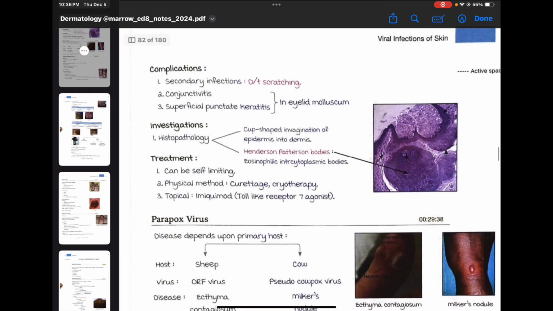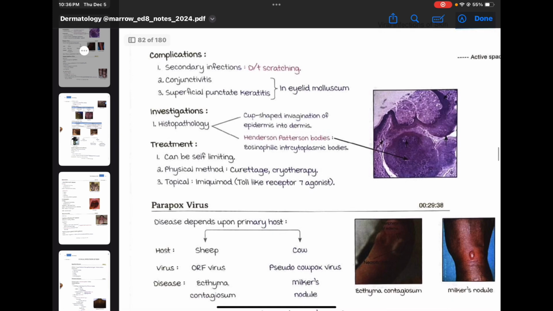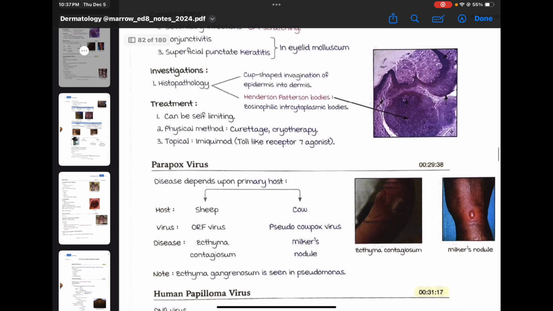Complication: secondary infection due to scratching. Conjunctivitis, superficial punctate keratitis in eyelid molluscum. Investigation: cup-shaped invagination of epidermis into dermis, Henderson-Paterson bodies, eosinophilic intracytoplasmic bodies. Treatment: can be self-limiting. Physical methods: curettage, cryotherapy; topical imiquimod, a toll-like receptor 7 agonist.